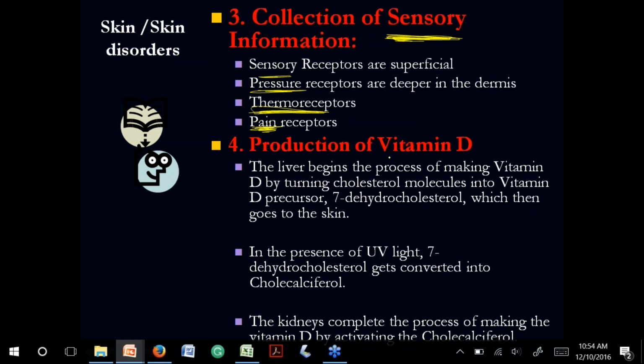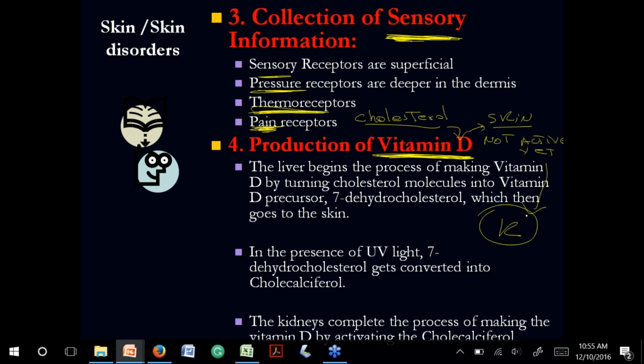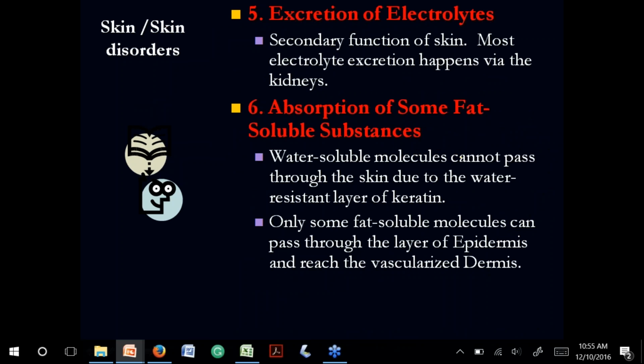Then production of vitamin D. Don't forget vitamin D. What do we need in order to produce vitamin D? We need cholesterol. Cholesterol is needed in order to produce vitamin D. This vitamin D is produced by the skin, but in the skin it is not active yet. It is going to be activated in the kidney, okay, in the kidney. So that is what I want you to remember about vitamin D.